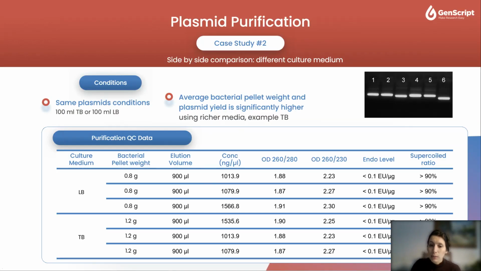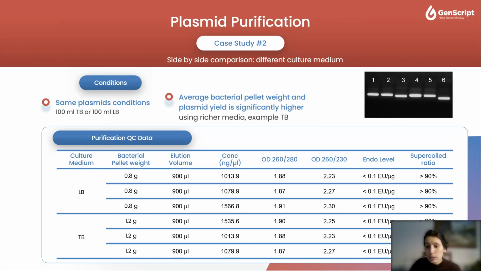The next case study compares different culture media. Whenever you're doing plasmid growth, there are quite a few different factors that will impact the outcome of your bacterial success. If you're working with plasmids that are high copy versus low copy, a toxic insert, or a very rich media such as terrific broth versus LB, or maybe a different media, the outcome of your experiment is going to vary very heavily.